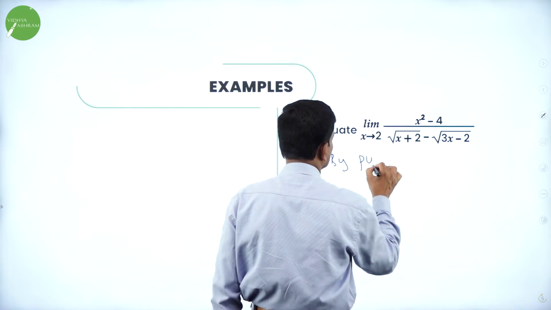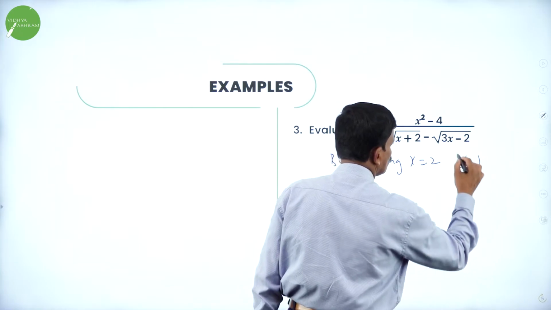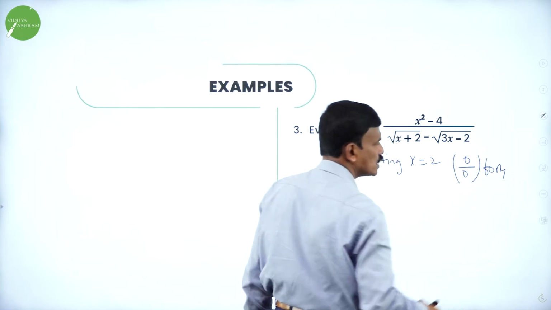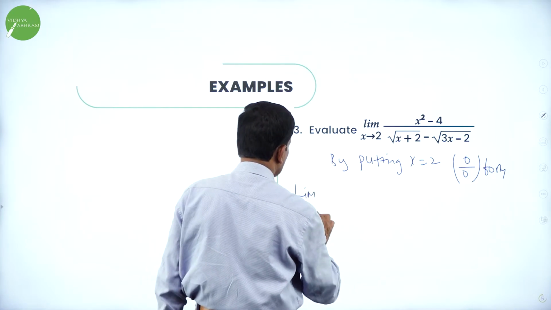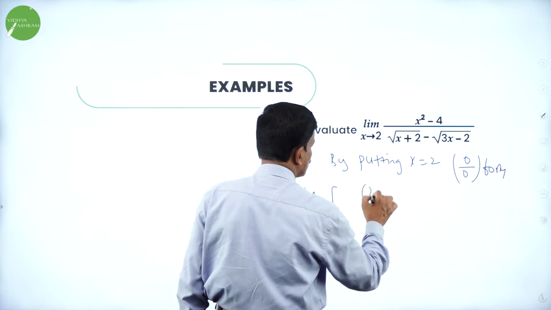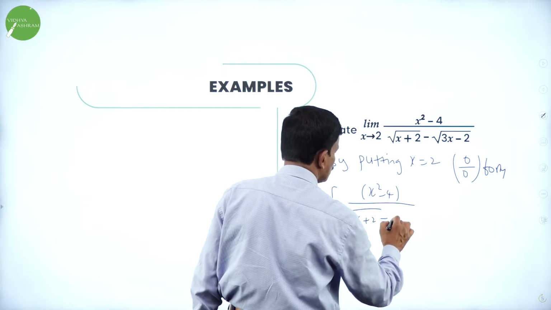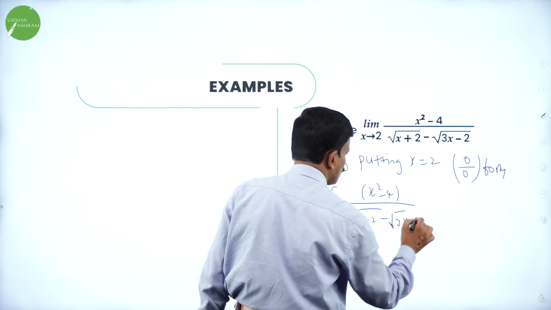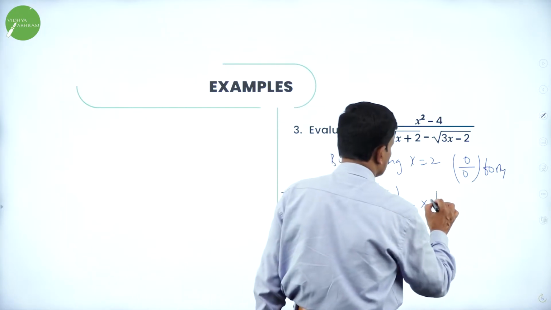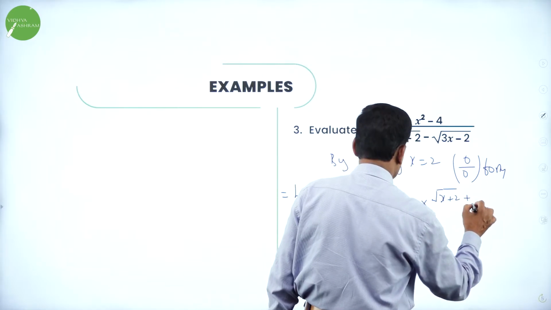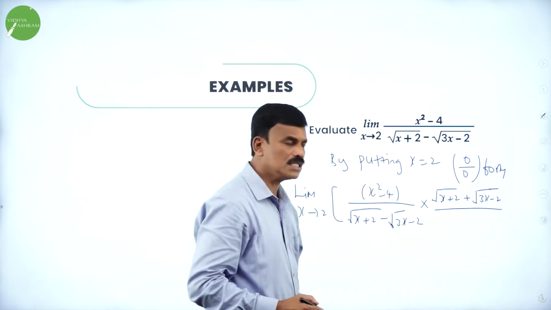By putting x is equal to 2, we will get 0 by 0 form, which is an indeterminate form. Now therefore this can be written as limit x tends to 2 of, the numerator is the same, x square minus 4 divided by, in the denominator, root of x plus 2 minus root of 3x minus 2. For this just multiply both numerator and denominator by root of x plus 2 plus root of 3x minus 2, that is rationalizing the denominator.